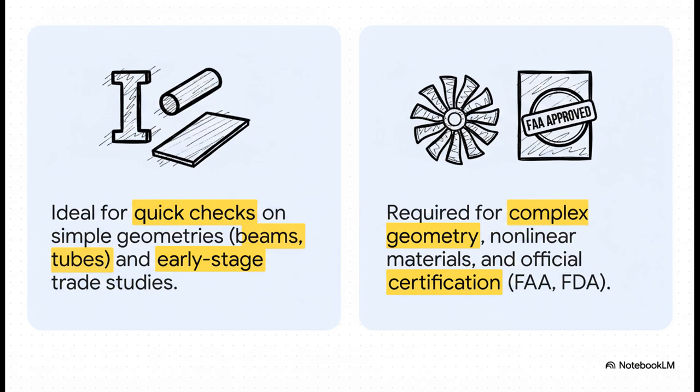This side-by-side really spells it out. You use this tool for quick checks on simple shapes, for getting first-order answers, for doing trade studies. The moment you get into complex curves, weird geometries, or need to analyze advanced stuff like weld fatigue, that's FEA territory. And if you need any kind of official approval, FAA, FDA, you name it, you're gonna need validated FEA or physical tests, no question.